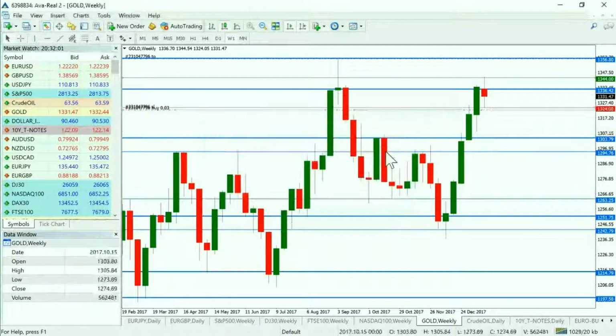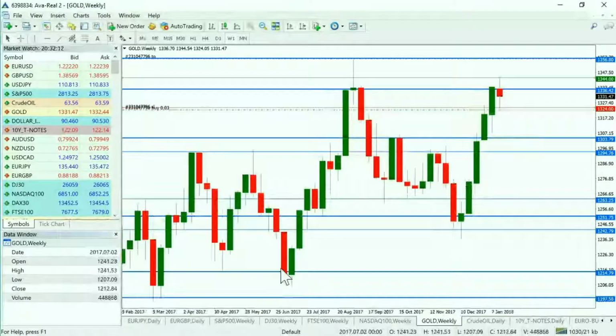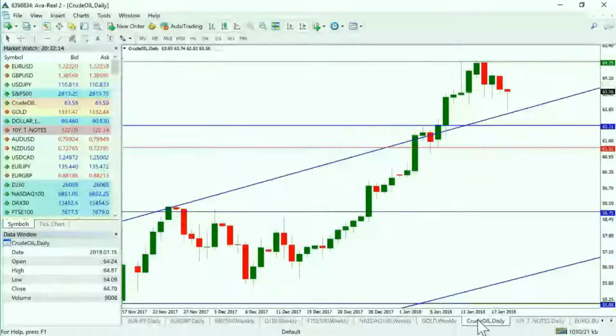1324. So there we go. We've got those levels in there, and what you can see is our entry and our stop loss beneath those levels. So we have booked in a small bit of profit on that trade. Okay, so moving on to crude oil.